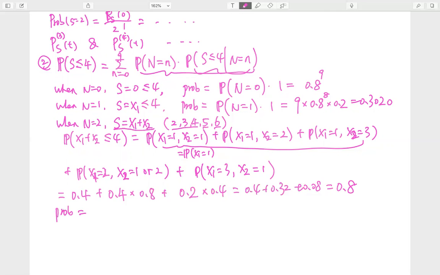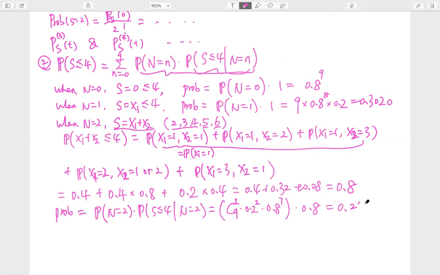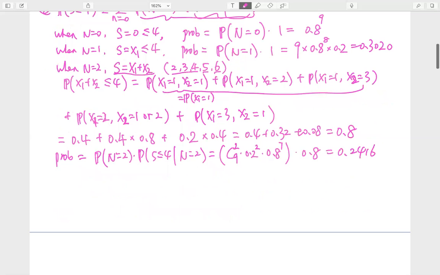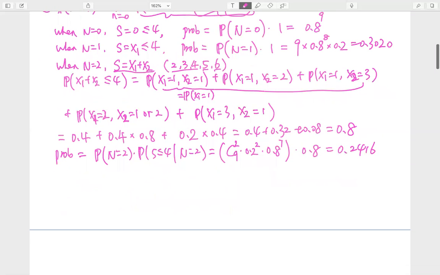So in this case, the probability would be N equals 2 and s less than or equal to 4 given N equals 2. So the probability for N being 2 would be 9 choose 2 times 0.2 squared times 0.8 to the 7th, times 0.8. So you can easily compute the result is 0.2416. Okay, then you can continue. Let me get one more page.